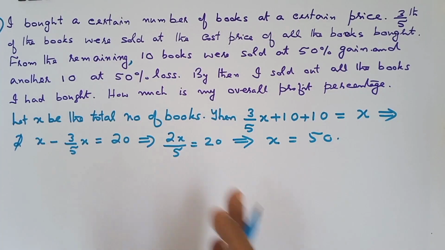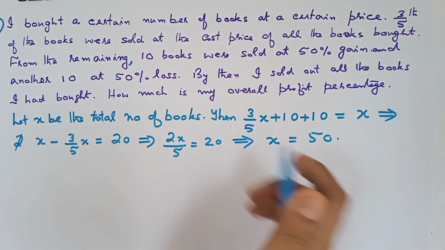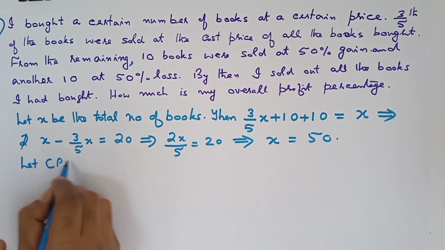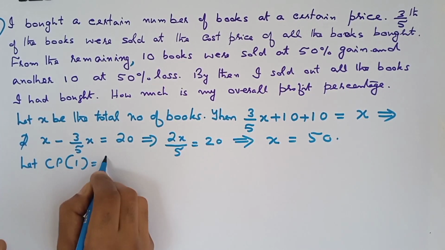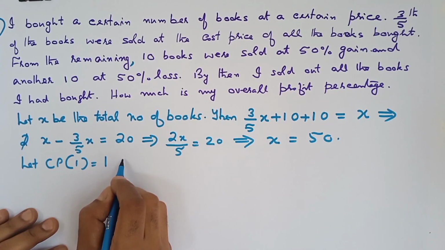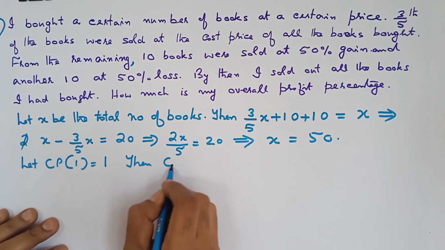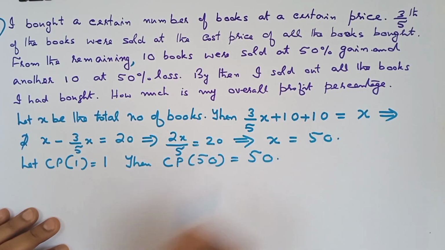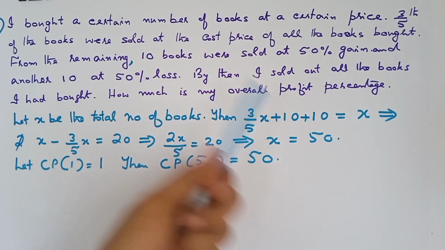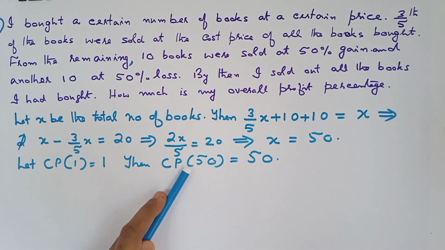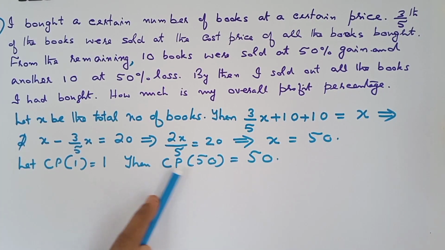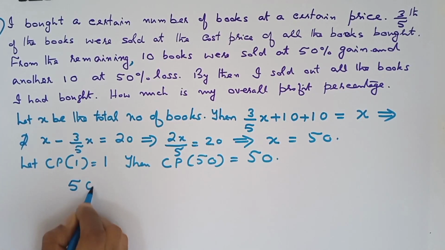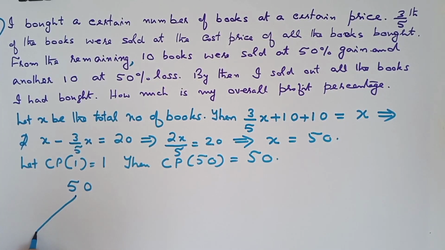Now we don't know the price and there is nothing else in the problem to help us find out the price. So we may choose the CP of one book to be 1. Then CP of 50 will be 50. Now the question is about finding overall profit percentage, which means we need to find out SP of these many books. Let me divide the total number of books into 3 parts.